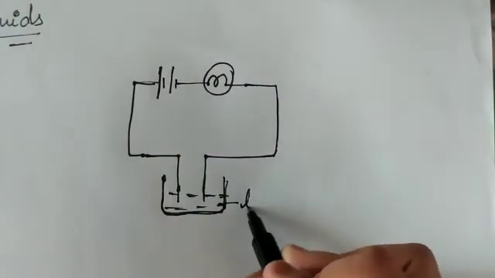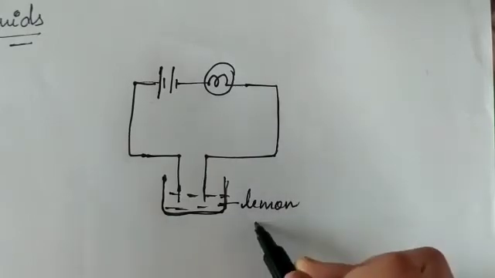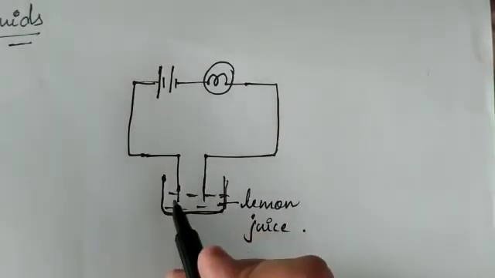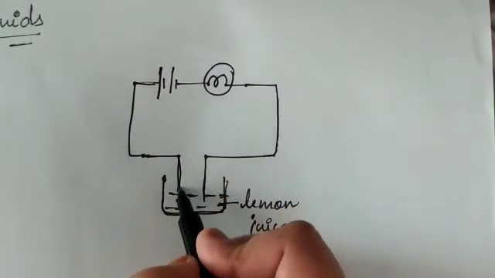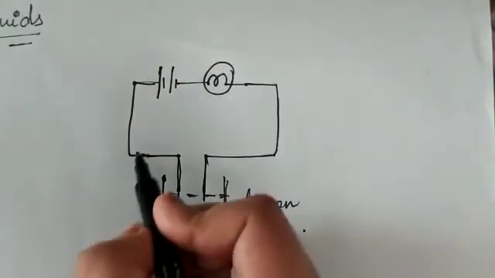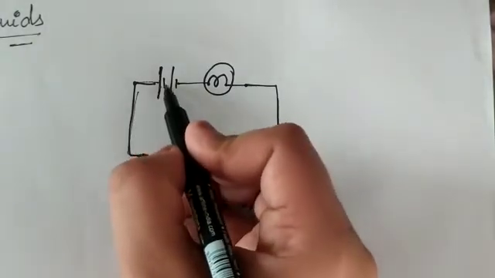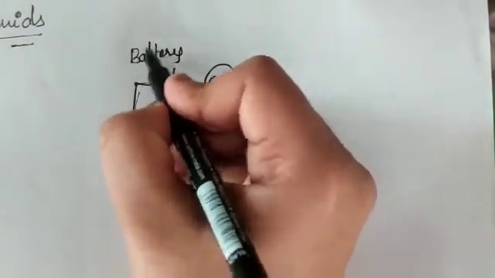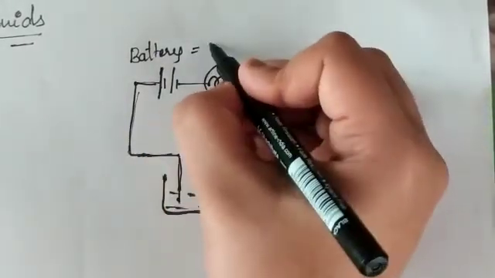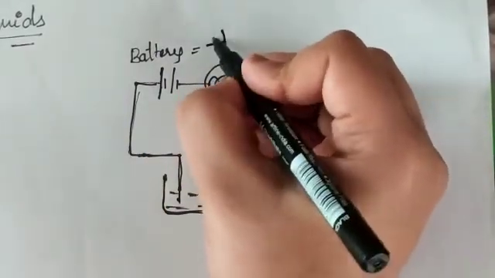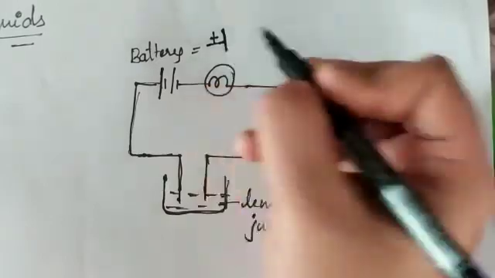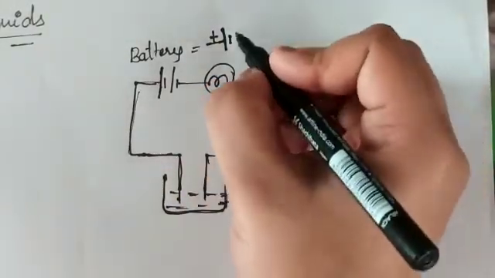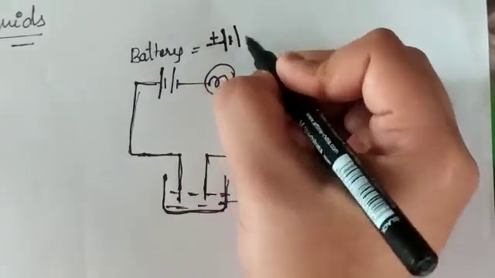The liquid placed here is lemon juice. Lemon juice is in the beaker, and this is a wire that you have placed, and this wire we have connected. This symbol indicates a battery. The battery symbol is like this: the longer line is the positive one, and the shorter line is the negative one. So this is the battery here.